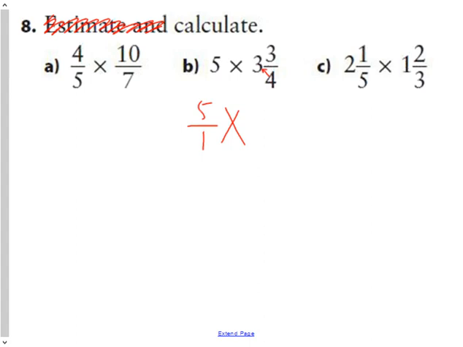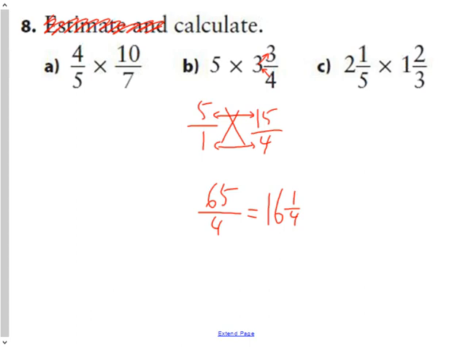4 times 3 is 12. Plus 3 is 15. You have 15 quarters. Can't cross-reduce, so I'm going to go 5 times 15 is 75, right? 5 times 15 is 75. 1 times 4 is 4. How many 4s in 75 without going over? There is 18 of them. That's 72. Plus 3/4 is your final answer.